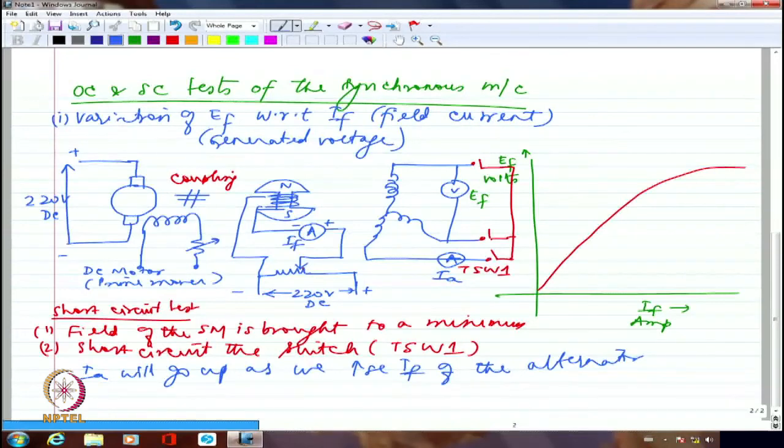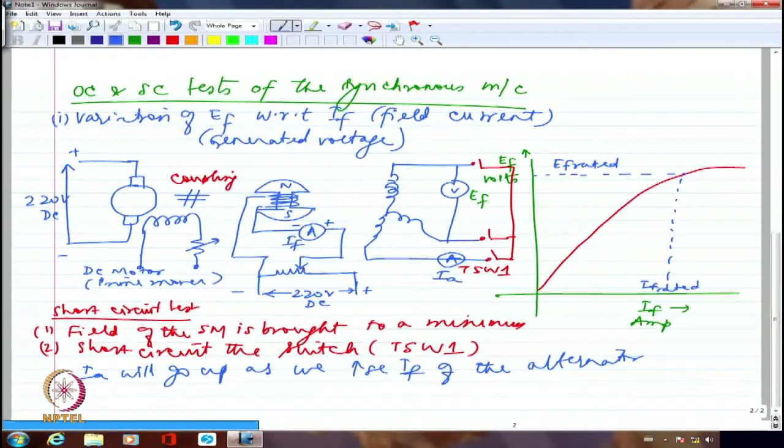So maybe I'm just showing the rated voltage somewhere here. It may be higher. I'm just showing for the heck of it. So this is my rated voltage. Maybe this is EF rated. Line to line voltage, let us say it says 400 or 415, 460, whatever. That is going to be the rated voltage. So this corresponds to IF rated normally.